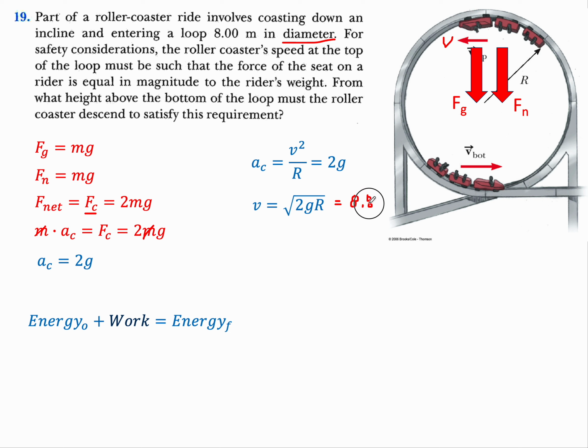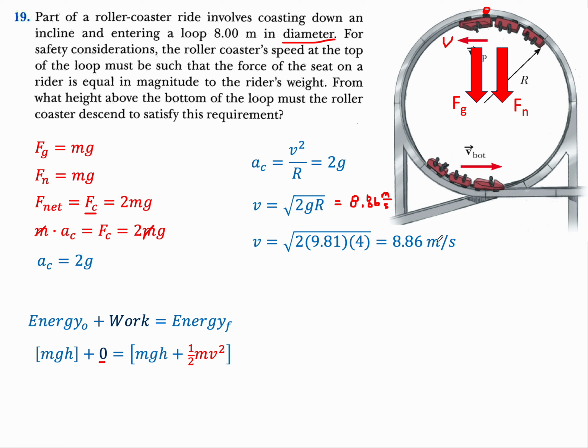Now I'm going to use that to figure out how high above the bottom of the loop I need to be. So imagine there's a hill leading up to this one. What kind of energy do the cars have at the top? Well, they've got kinetic energy, but they also have gravitational potential energy because they're above the ground. And so when we solve this, at the top of the hill, we'll assume they're basically not moving. They're going to go down the hill. We'll assume no friction, so the work is going to be 0. And at the bottom, they've got some gravitational potential because they're at the top of the loop, and they have kinetic energy. And we know the velocity we want.